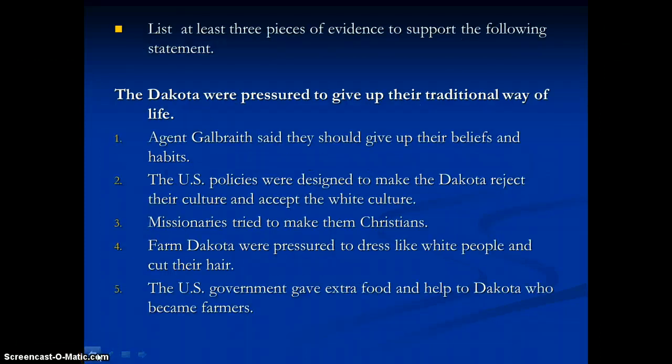On this note, list at least 3 pieces of evidence to support the following statement. The statement is: the Dakota were pressured to give up their traditional way of life. The Indians were pressured to give up all of their culture and accept the white culture. That is what his job was. The Indians were to give up their culture and do the white culture.